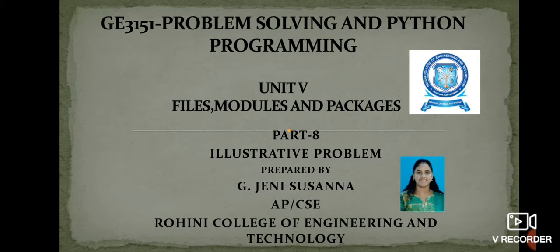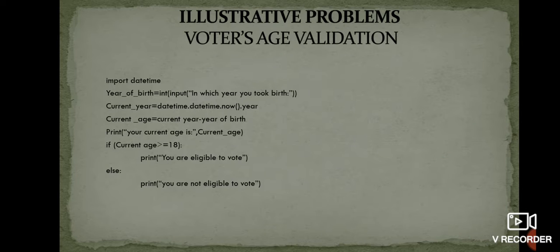Hi students, today we are going to learn about the illustrative problems from Unit 5 of Problem Solving and Python Programming. Our first problem is to identify the voter's age and to check whether we are eligible to vote or not. Here I am going to write a program for voter's age validation.